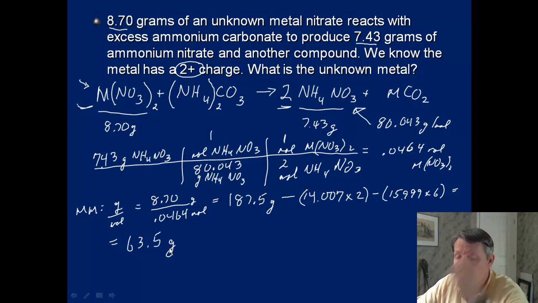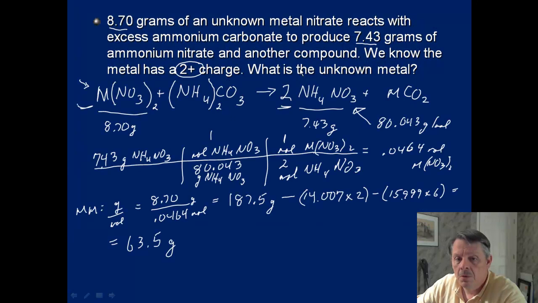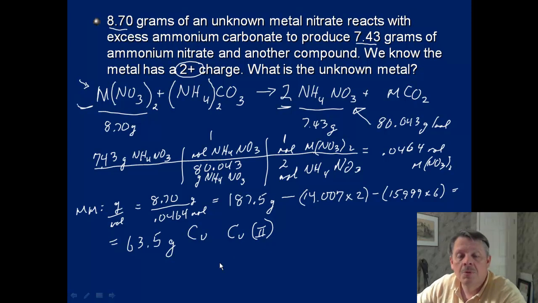Well, do we have a metal that's 63.5 grams that takes on a +2 charge? Well, let's look. 63.5. Good gosh, we sure do. It's way over here. It's copper. That's a number you should be pretty familiar with. We use it a lot. Copper is 63.5 grams. So we have determined that this is going to be Cu. So this thing up here is copper nitrate, copper(II) nitrate, Cu2+. So it's going to be copper(II) nitrate.